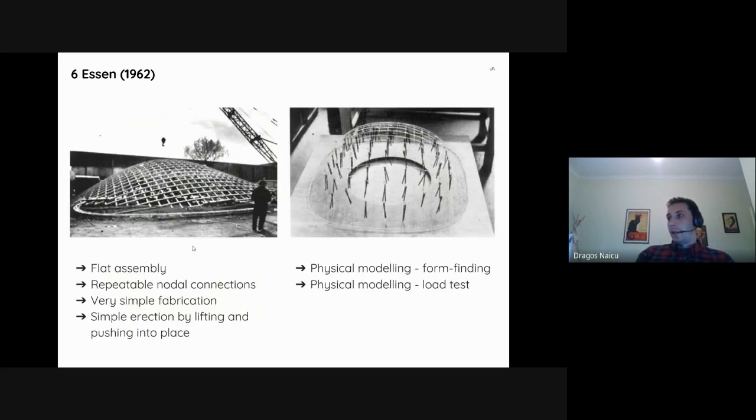Some advantages: it was a flat assembly, which was then lifted in place, as you can see by the crane. It's got repeatable nodal connections, all of them the same, which makes it cheaper and easier to build. Very simple fabrication and a relatively simple construction. And at the time, they were doing physical modeling to do both the form finding, as I said, hanging mesh, hanging chain, and for the load testing.